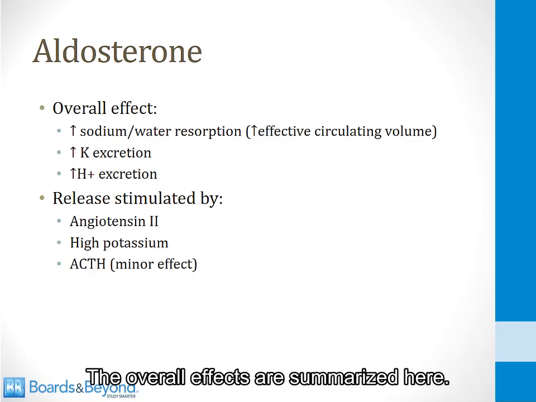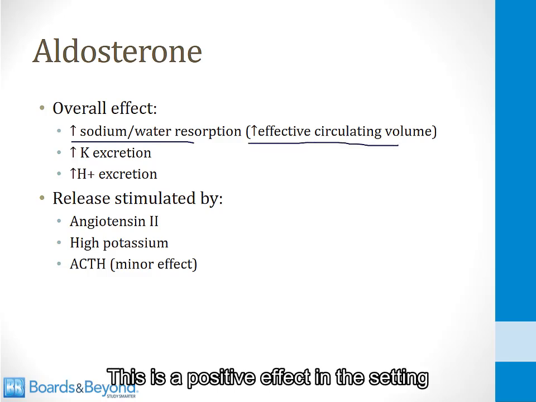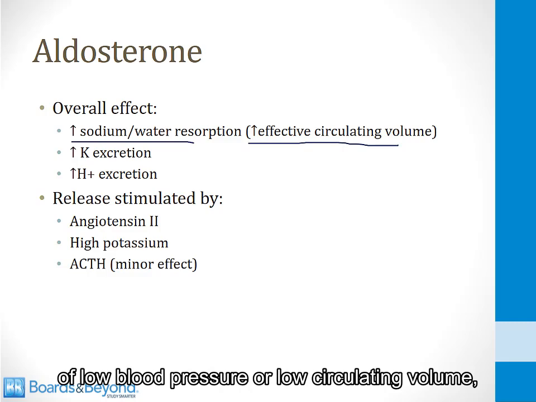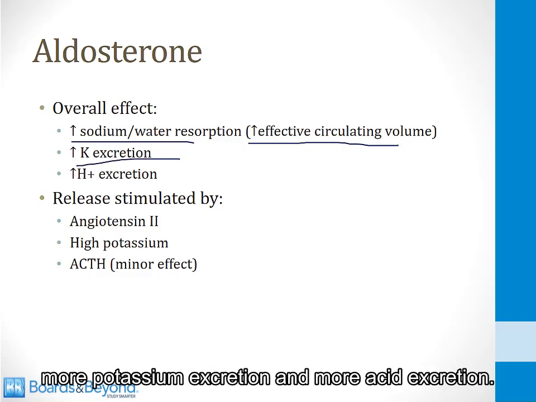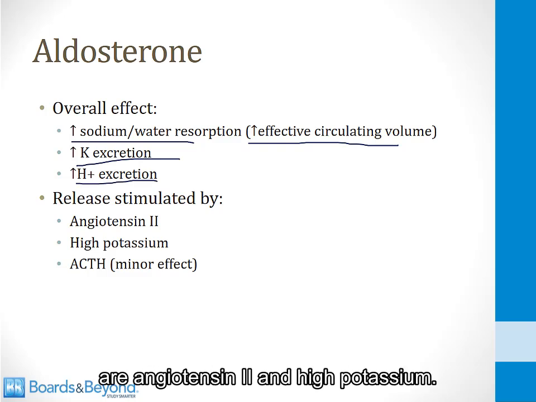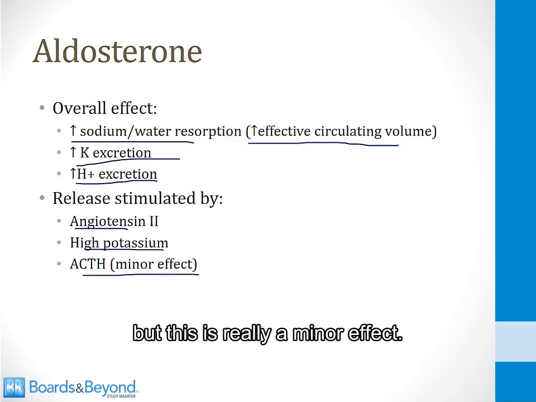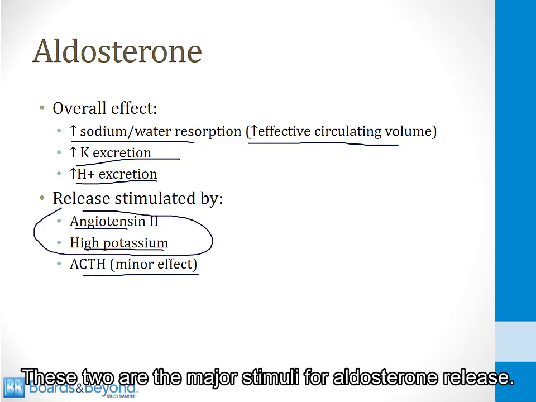The overall effects are summarized here: more sodium and water resorption, an increase in the effective circulating volume. This is a positive effect in the setting of low blood pressure or low circulating volume, more potassium excretion, and more acid excretion. The major stimuli for release are angiotensin II and high potassium. In addition, ACTH can stimulate some aldosterone release, but this is really a minor effect. These two are the major stimuli for aldosterone release.